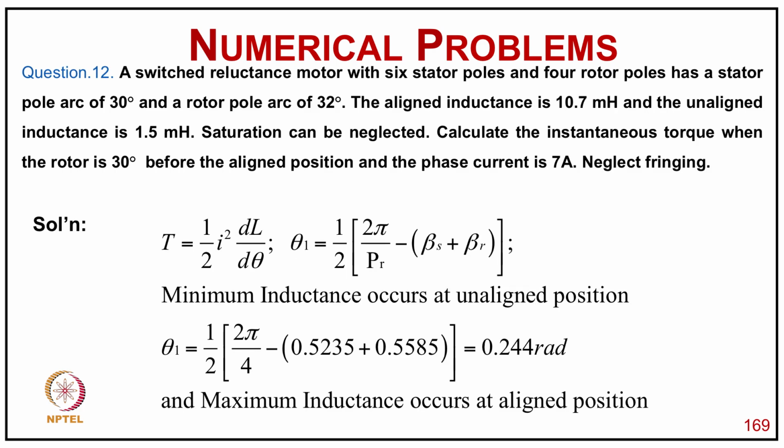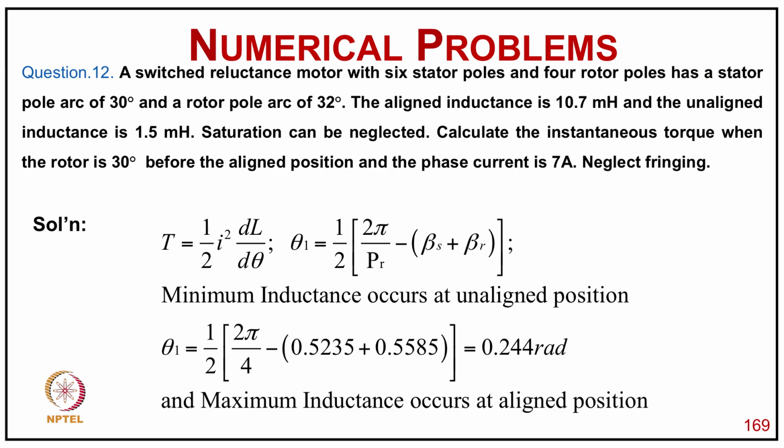Now question 12: a reluctance motor with 6 stator poles and 4 rotor poles has a stator pole arc of 30 degree and a rotor pole arc of 32 degree, aligned inductance 10.7 millihenry and unaligned inductance 1.5 millihenry. Saturation current is neglected. Find the instantaneous torque when the rotor is 30 degree before the aligned position and the phase current is 7 ampere. Neglect saturation. So T equals half I² dL/dθ, so calculating θ1 as half of (2π/P_R minus β plus β_r).